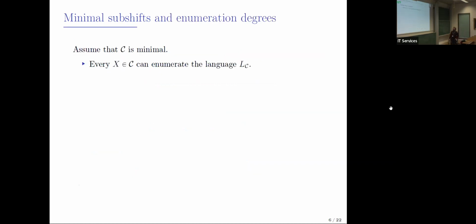Now, assume C is minimal, then every x in C can enumerate the language. Just look at all subwords of x. And conversely, from an enumeration of the language, we can compute an element of C. Different enumerations will give you different elements, but basically just start with your first subword. You're going to find some longer subword eventually, and some longer subword than that eventually, and you're just building an element of C. So these are actually equivalent.